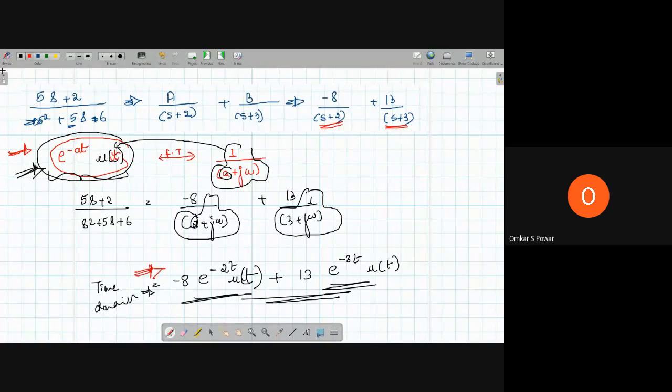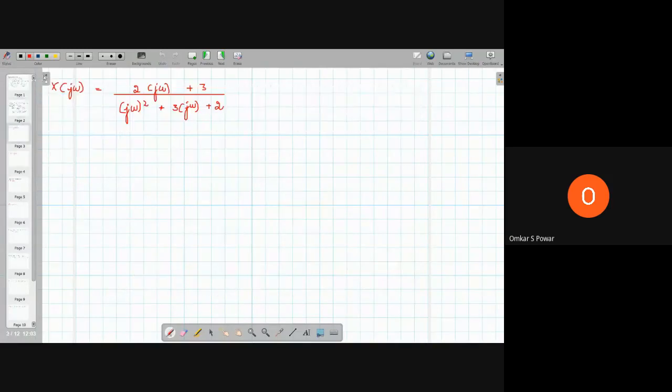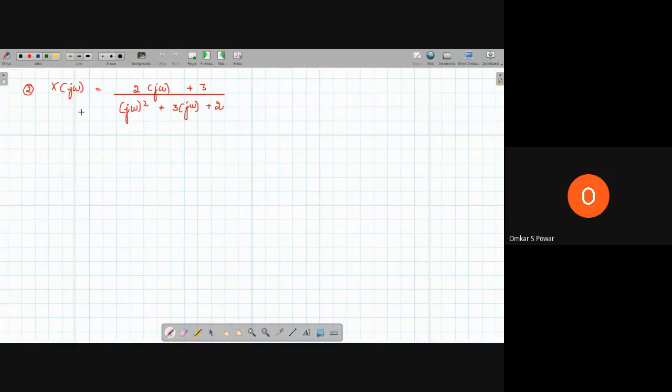Using the same technique we will solve another problem. What is the problem here? X of j omega is equal to 2j omega plus 3 divided by j omega the whole square plus 3j omega plus 2. First we have to follow the same procedure. This is a similar sum. Put j omega is equal to s. So what we will get is 2s plus 3 divided by s square plus 3s plus 2.